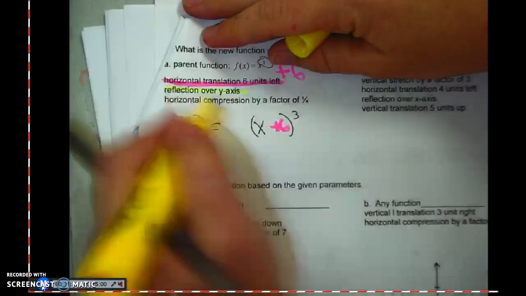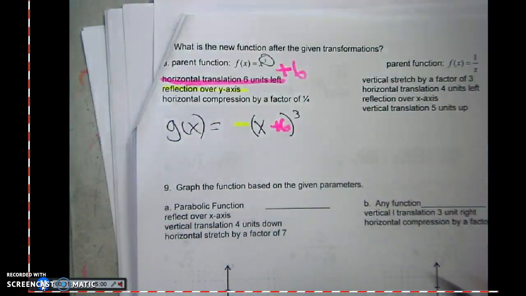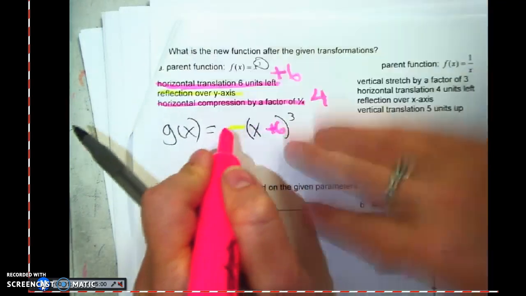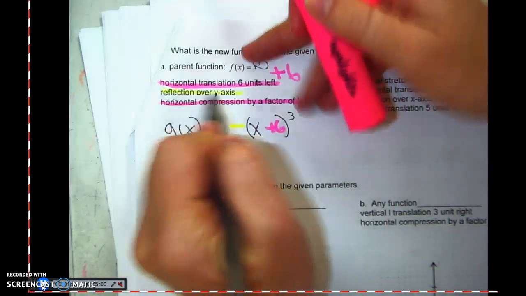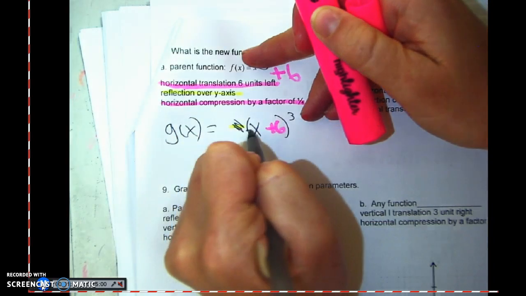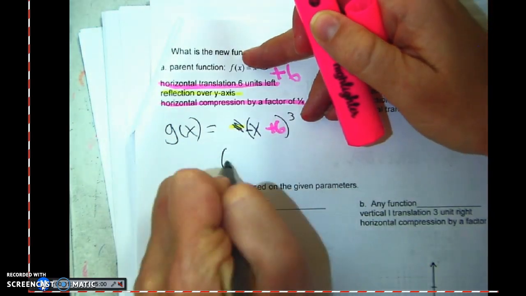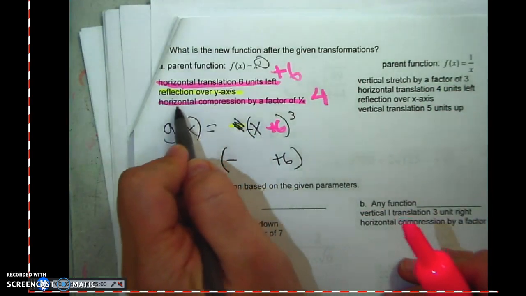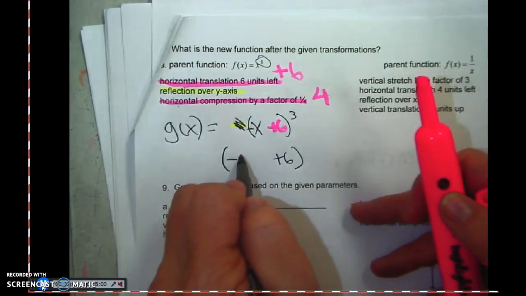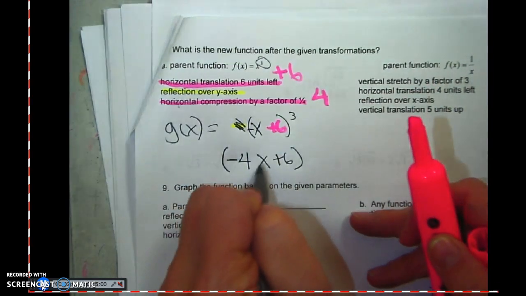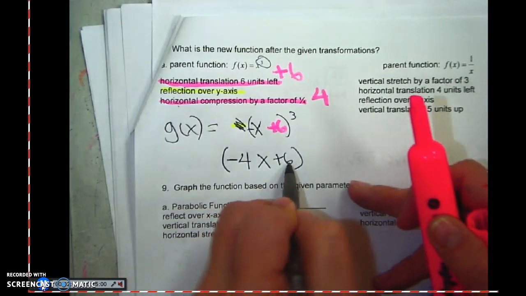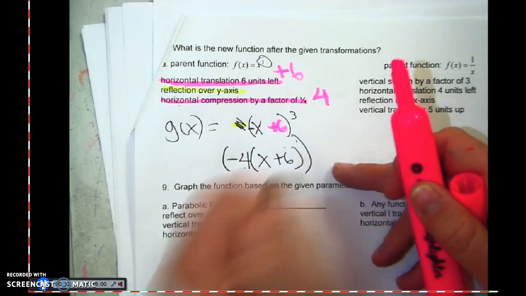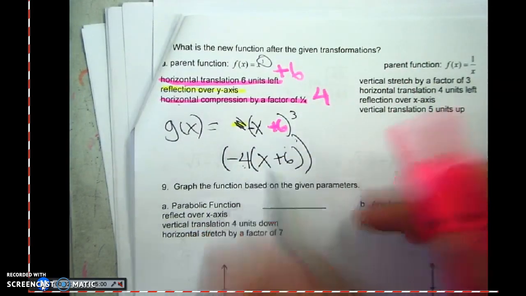Reflecting over the y really means it's with the x. And a horizontal compression by a factor of 1/4, but it's the inverse, so that's 4. Oh, I messed up. Reflection over the y really means it's with the x. So let me make that a little bit bigger. Okay. But then it says there's a horizontal compression by a factor of 4. Well, I've got a lot going on here. It can't just write the 6 as it is because the 4 and the negative are now affecting it. So it's really negative 4 parentheses x plus 6.